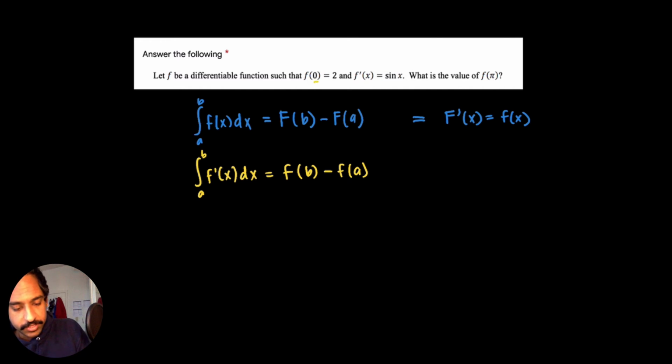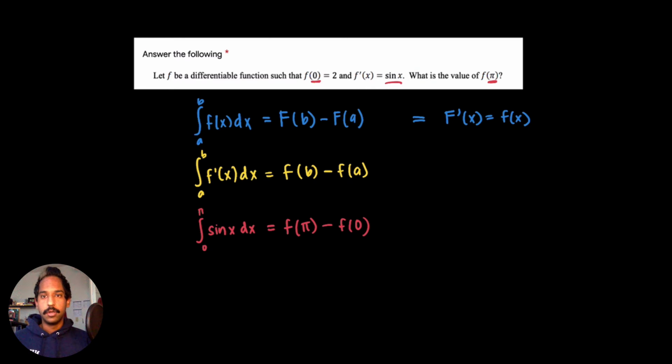I see that I have 0 and pi. Let me do this in red. We have 0 and pi as our x values, and so I know that I'm going to want an integral from 0 to pi of f prime, and in this case that's sine of x. Sine x with respect to x is going to be equal to f of pi minus f of 0.